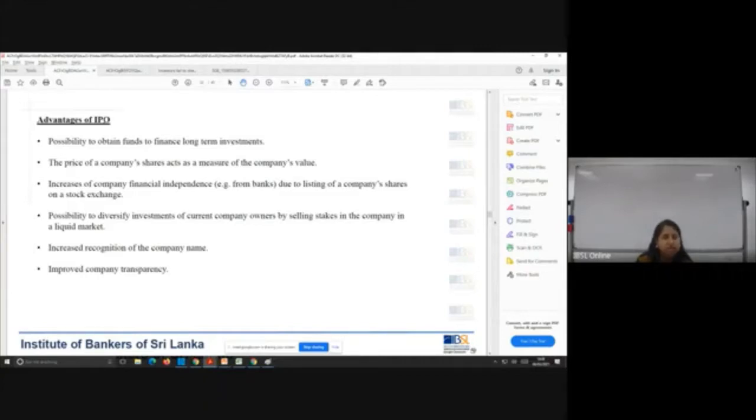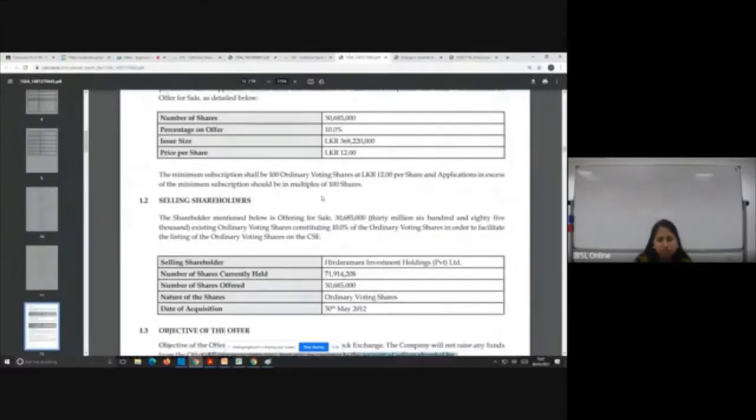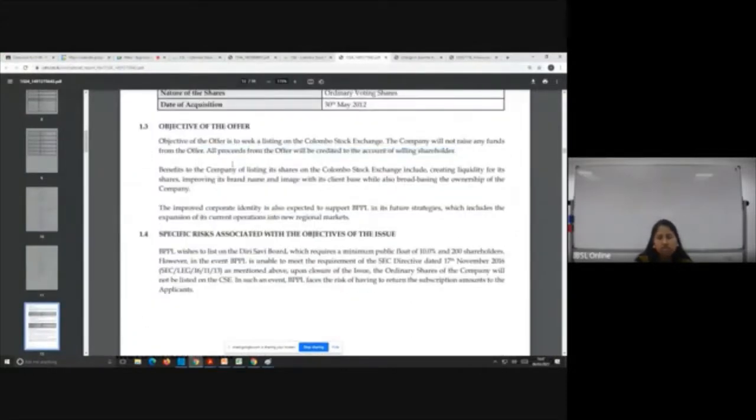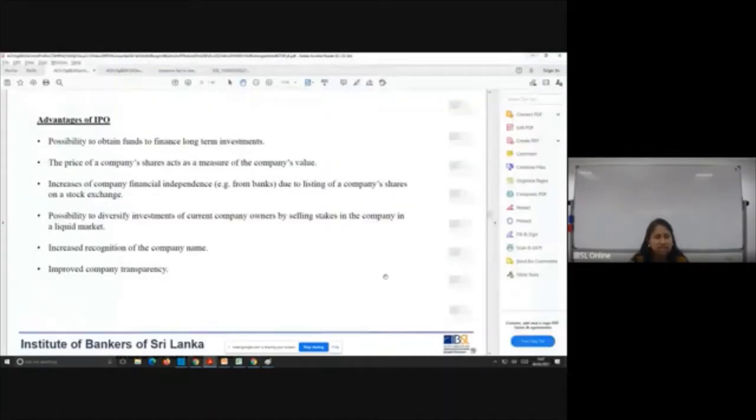Okay, and there is the possibility to diversify investments of current company owners by selling stakes in the company in a liquid market. They're able to sell down and realign their shareholders as well. And sometimes companies go for IPO to improve their company name and to improve their transparency level. Now here, when it comes to this BPPL company, you can see the benefits of listing the company's shares in the stock exchange are to create liquidity, improve the brand name, while also broad basing the ownership of the company.